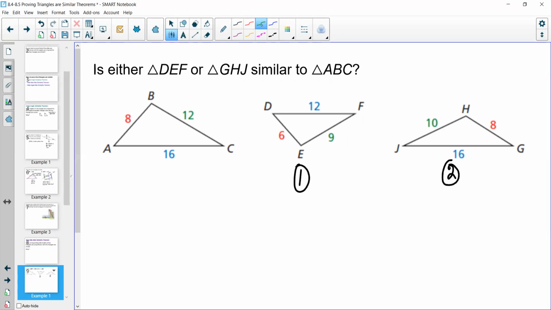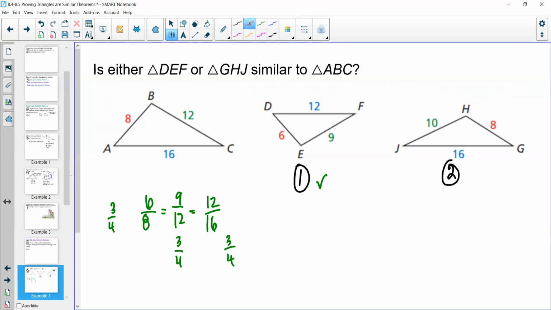So we're going to look, notice how they labeled them in colors. So those ones are similar. I'm going to start with our original one, our new one on top. So I've got 6/8 should be equal to 9/12, which should be equal to 12/16. Okay, so let's take a look. 6/8 simplifies into 3/4. 9/12 simplifies into 3/4, and 12/16 simplifies into 3/4. So DEF does work.